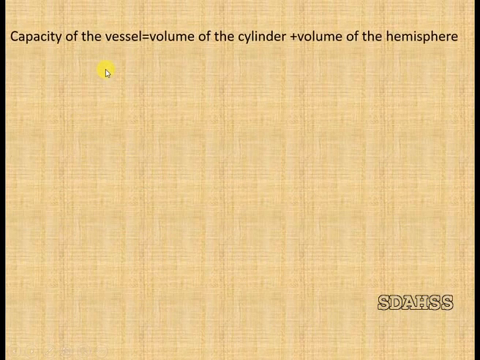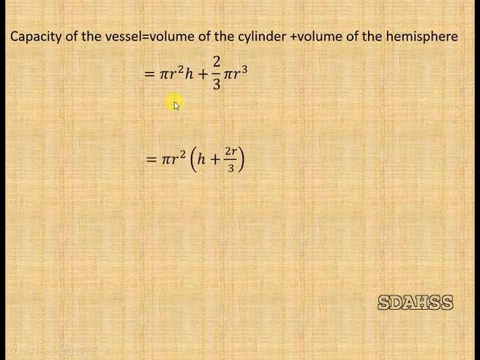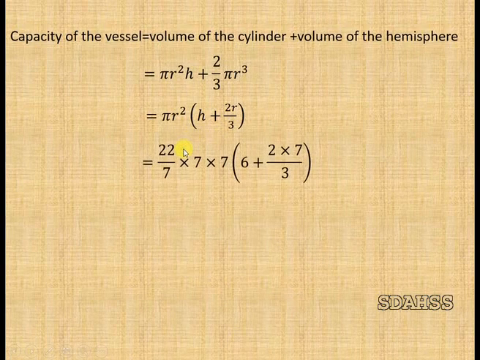Then the capacity of the vessel is equal to volume of the cylinder plus volume of the hemisphere, which is pi r square h plus 2 by 3 pi r cube. Here pi r square is common, so take outside. So you have h plus 2 by 3 r. Substitute the values: in the place of pi substitute 22 by 7, into the radius 7, into height 6 plus 2 into 7 by 3.